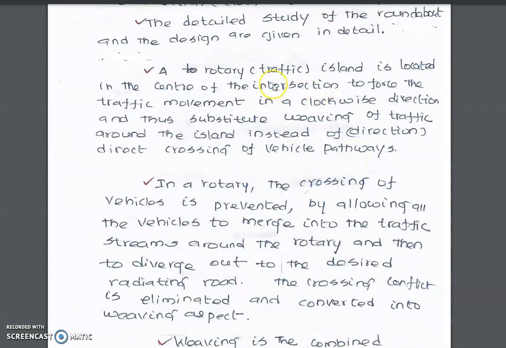A rotary, like a traffic island, is located in the center of the intersection to force the traffic movement in a clockwise direction, and thus substitutes weaving of traffic around the island instead of the direct crossing of vehicle pathways.